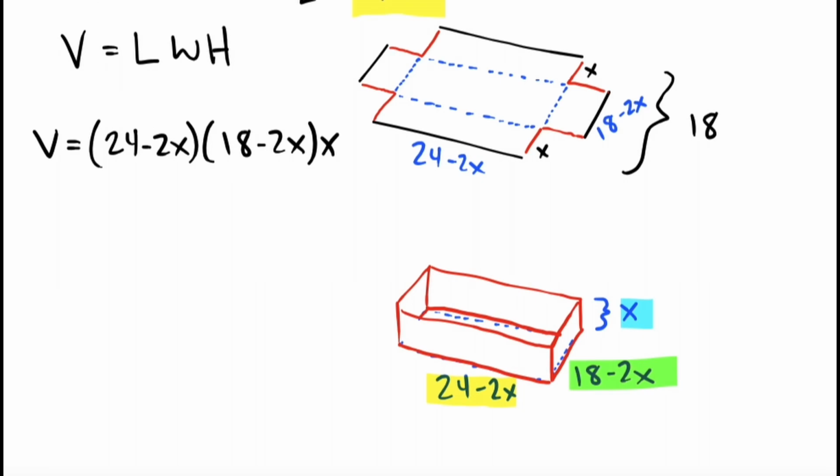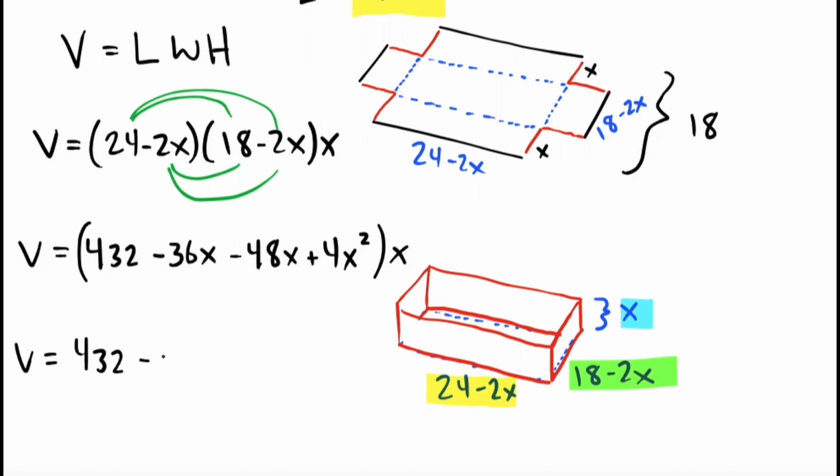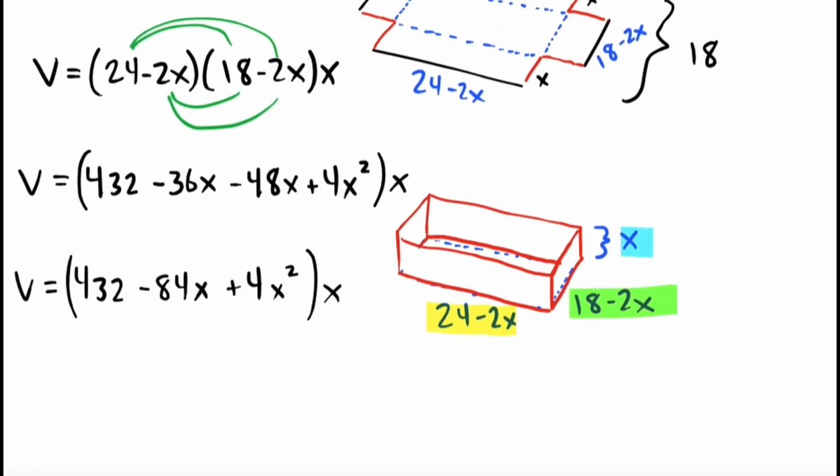I'm going to FOIL this, doing firsts, outers, inners, and lasts. Okay, we'll get 432 minus 36x minus 48x plus 4x squared, all times x. Distribute the x.